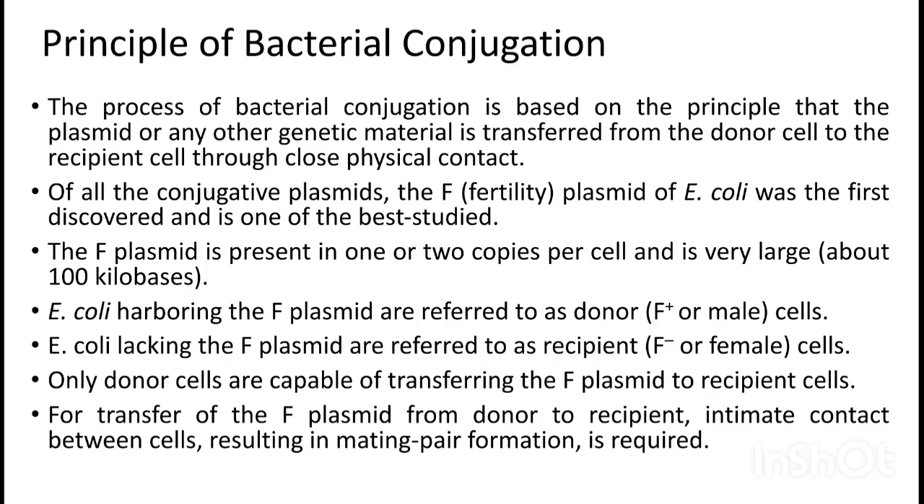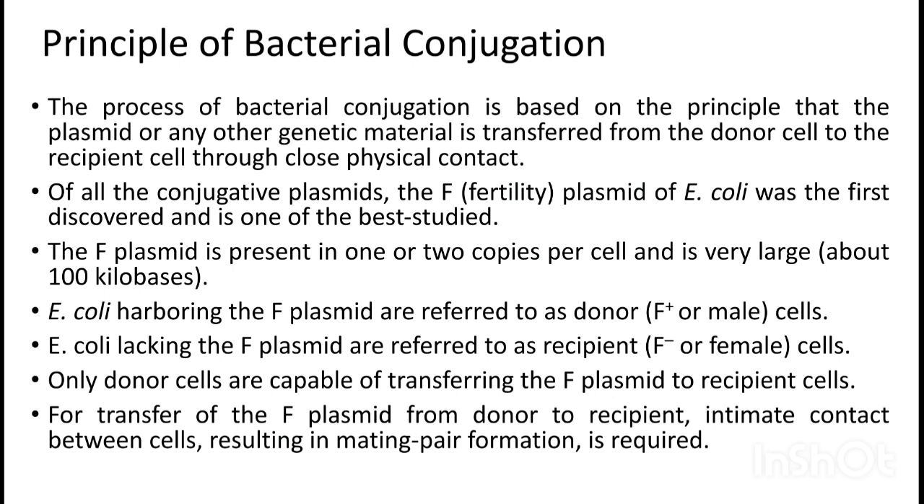So what is the principle behind this process? The process of bacterial conjugation is based on the principle that the plasmid or any other genetic material is transferred from donor cell to the recipient cell through close physical contact between them. So in this process, physical contact is required. And how is the physical contact formed? Through the pilus, because pili are present on the surface of bacteria, and apart from flagella, the bacterial surface has pili and fimbriae. Those pili, which are hair-like projections, help in this conjugation process.